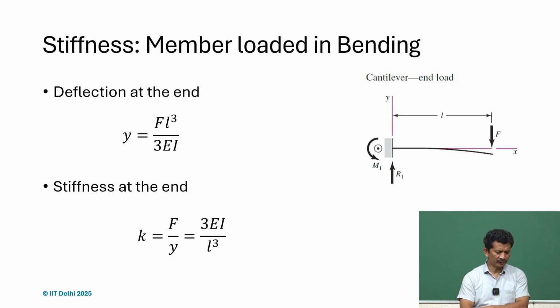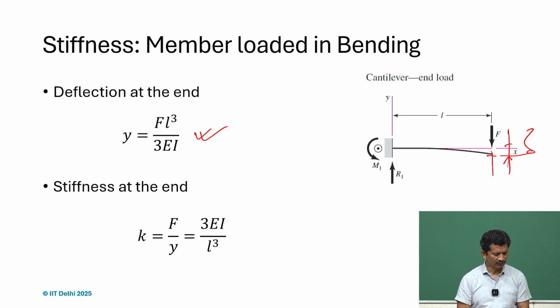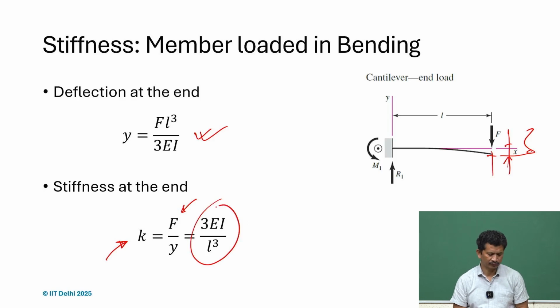So, if we just take this case and try to find the stiffness. Stiffness is F over whatever is the deflection here. If we are simply talking about the magnitude, the deflection at the end is given by FL³ by 3EI. If we write the stiffness, which is F over y, and rearrange, what we find is 3EI by L³.